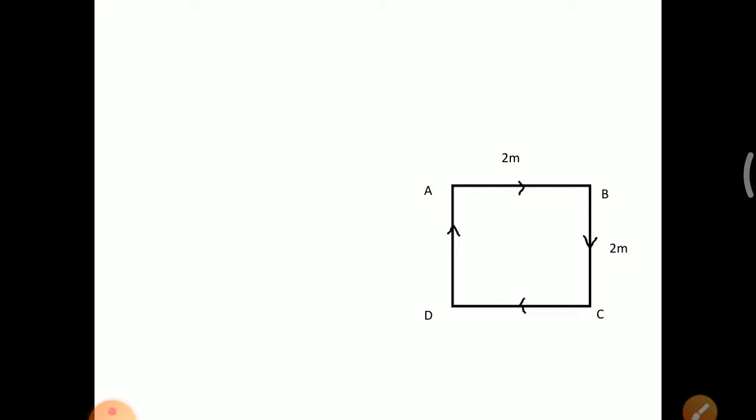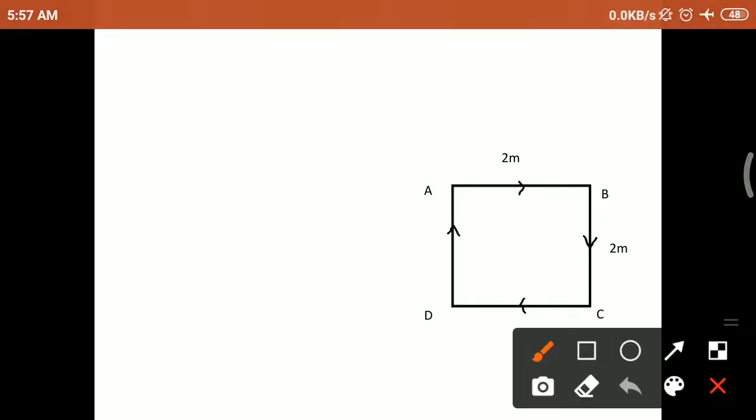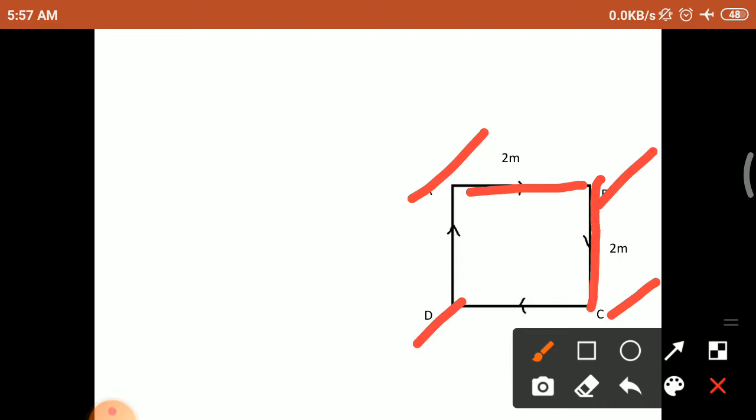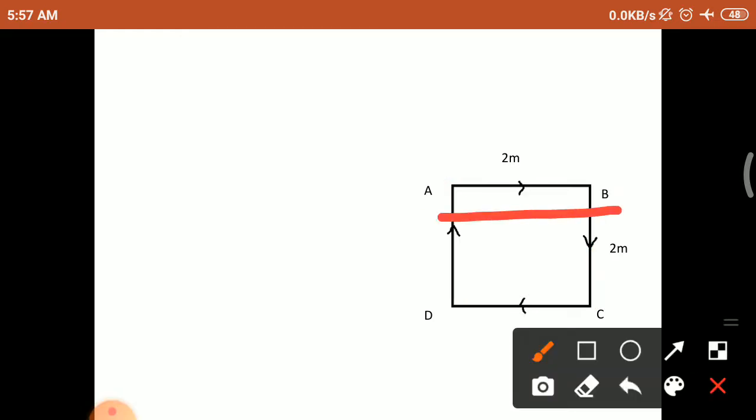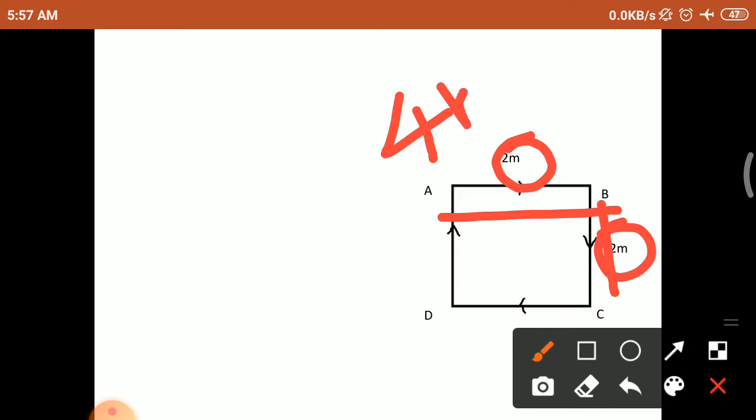Look at this image. In the last class we discussed distance and displacement. Here I pointed A, B, C, D. The object travels from A to B, then B to C. The actual length covered by an object is called distance. Here A to B is 2 meters and B to C is 2 meters, so the distance covered by the object is 4 meters.